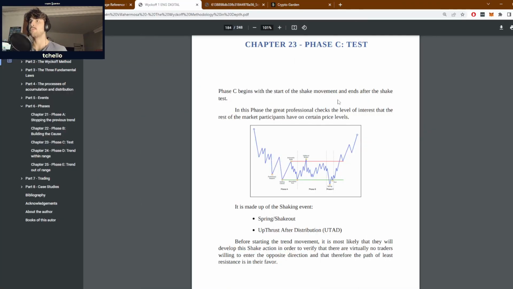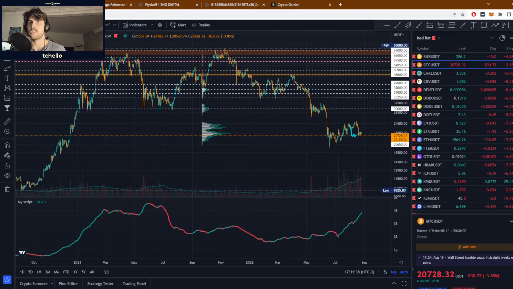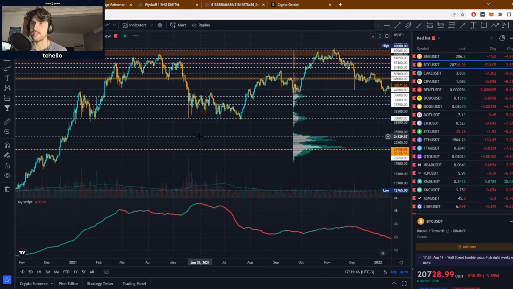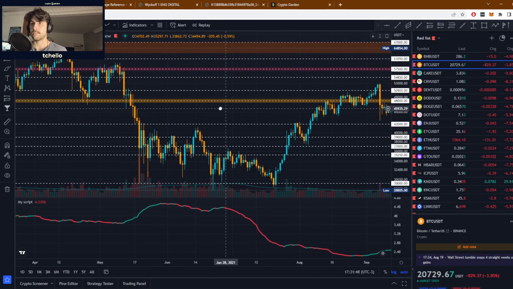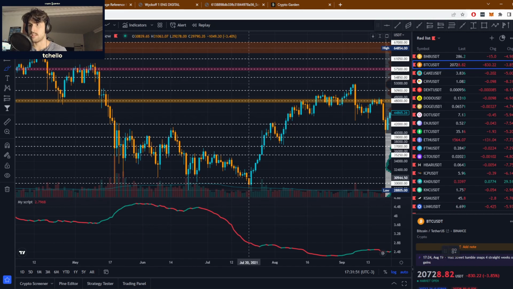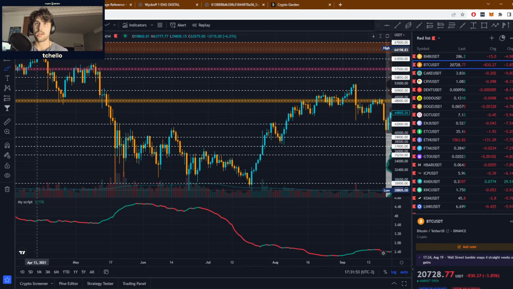But let's get right into the class, okay? So what we're going to talk about today is phase C and phase D of the Wyckoff theory. Phase C is the most anticipated event for accumulations and also distributions, which is the test. The test event was, for example, this event here that we saw back in this accumulation, or this event here that we saw back in this distribution.